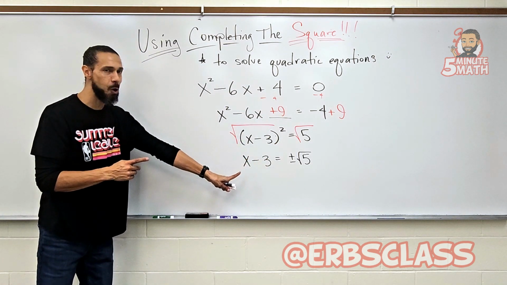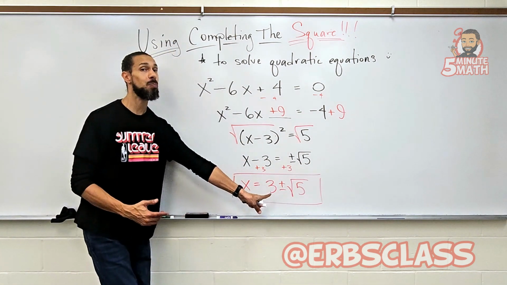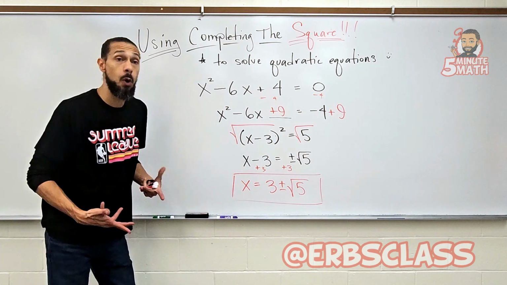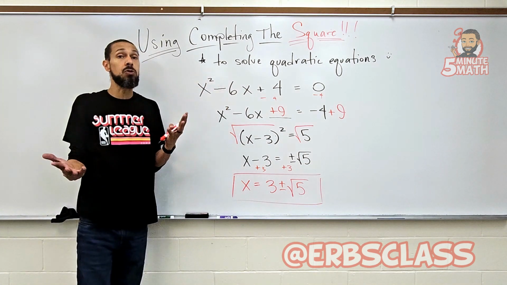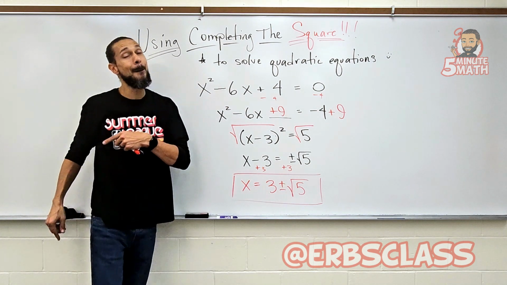And now to get x alone, add 3 to both sides, making sure I put it in the right spot. So that's what all of this was for. Now, completing the square has a couple of other uses, but this is one of them. I'll show you another one in the next video.